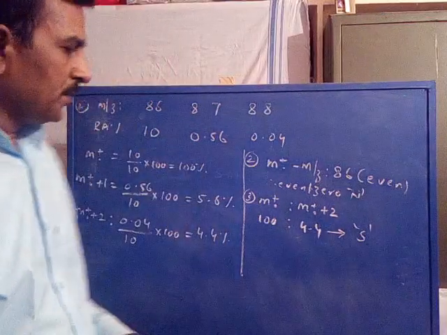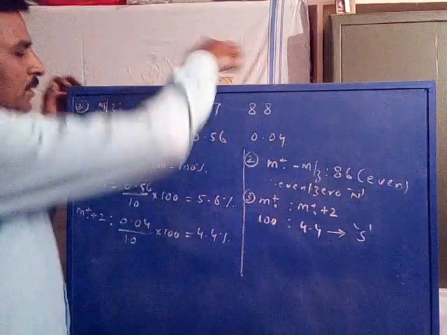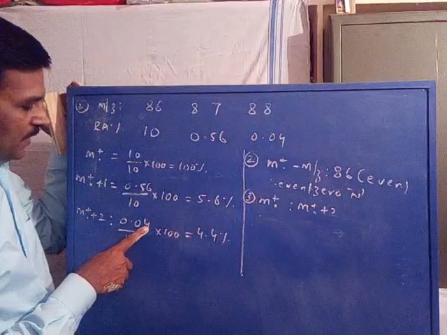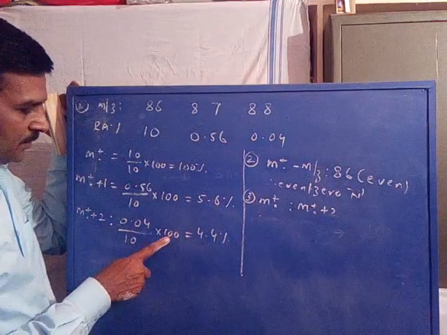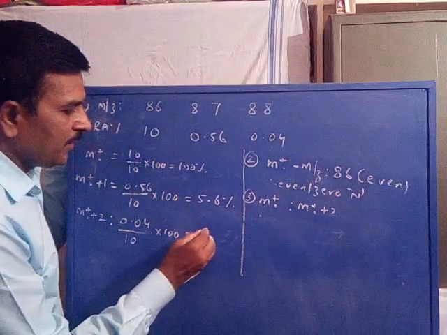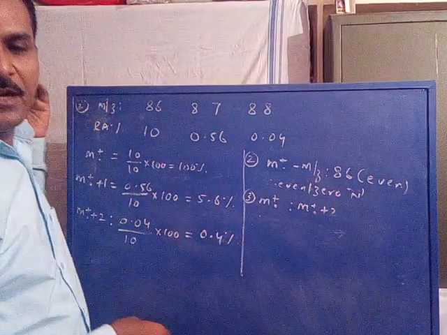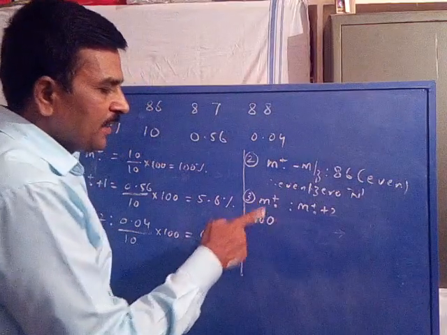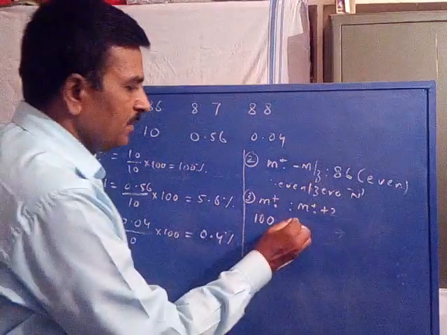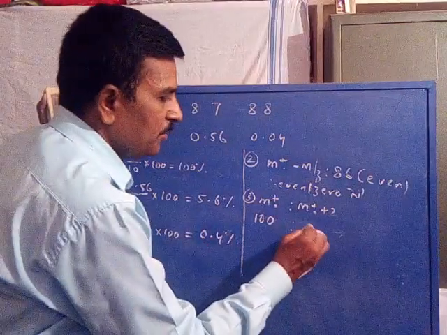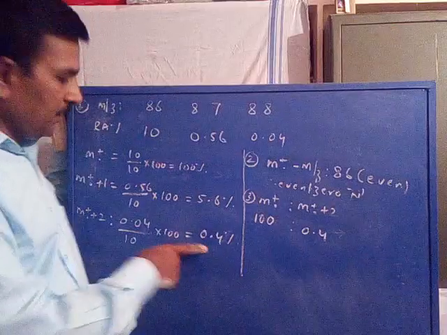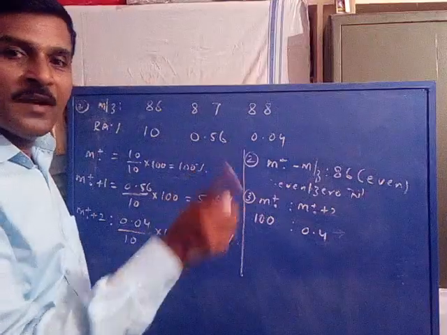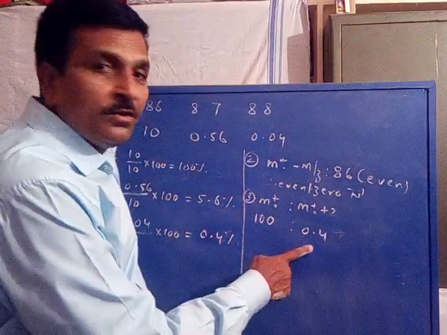Sorry, 0.04, the original intensity of +2, divided by 10 into 100, does not become 4.4. It becomes 0.4% only. So the relation of the molecular ion signal intensity 100% with respect to the +2 signal is 0.4, not 4.4. So the relation is 100 to 0.4.